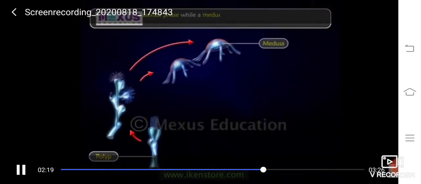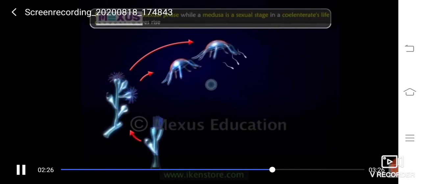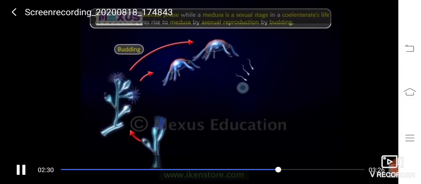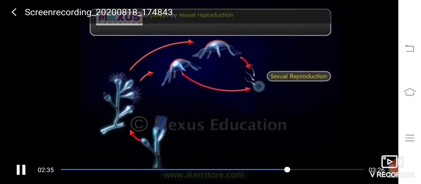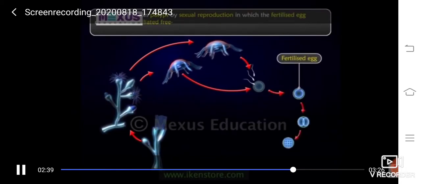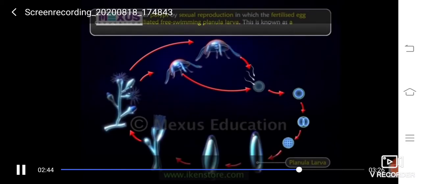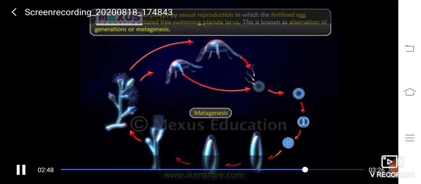Polyp represents the asexual phase, and it is cylindrical, while the medusa is the sexual stage and is umbrella-like. You can see this in the life cycle. A polyp gives rise to medusa by asexual reproduction, by budding, and a medusa produces polyps by sexual reproduction, in which the fertilized egg develops into a ciliated free-swimming planular larva. This is known as alternation of generations or metagenesis.